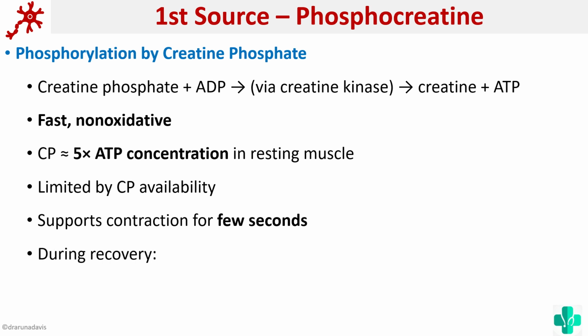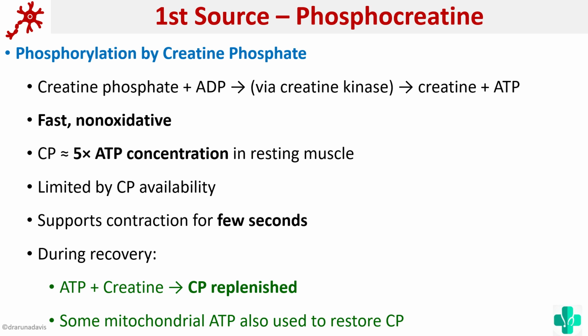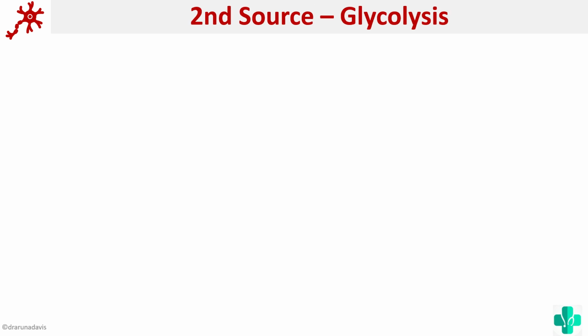So after some time during recovery, the ATP will again combine with creatine so that the creatine phosphate can be replenished. Some mitochondrial ATP is also used to restore the creatine phosphate. So the first source of ATP after the stored ATP is the phosphocreatine. Now once phosphocreatine is depleted, as I said, the second source is glycolysis.